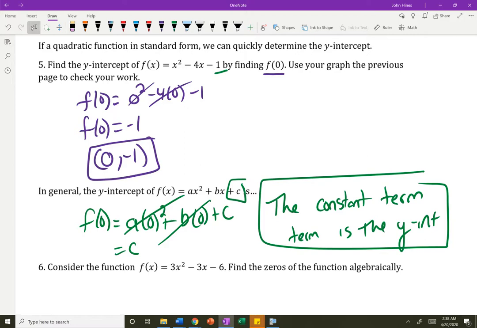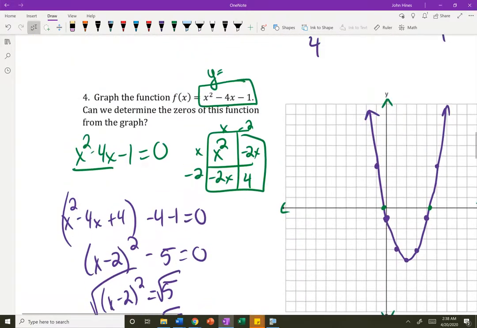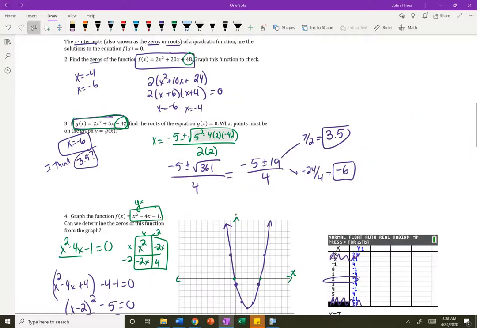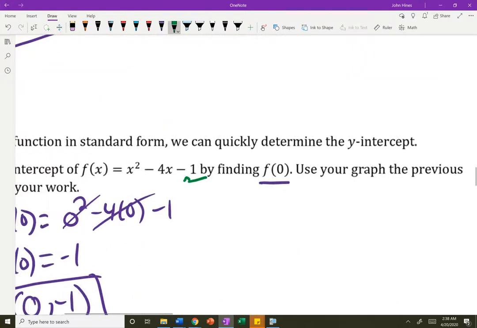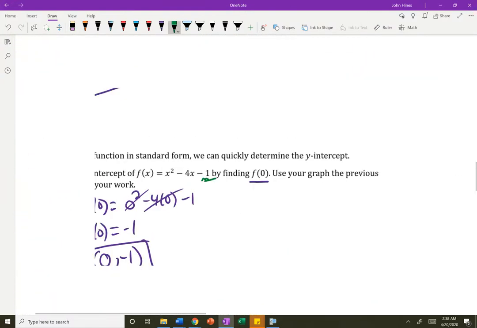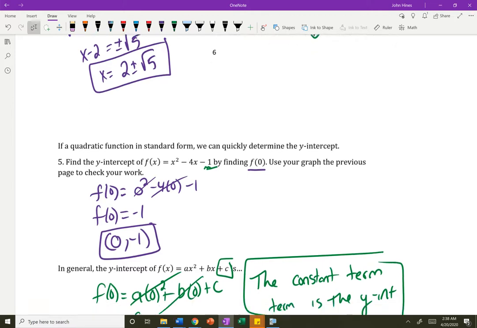So that's going to be a helpful piece going forward with these standard form parabolas. We can find the zeros by graphing, factoring, completing the square or quad formula. And if we need it, we can quickly find the y-intercept just by looking at the equation. Done. It's the constant term. That's where I hit the y-axis.